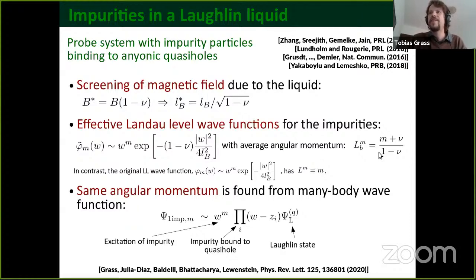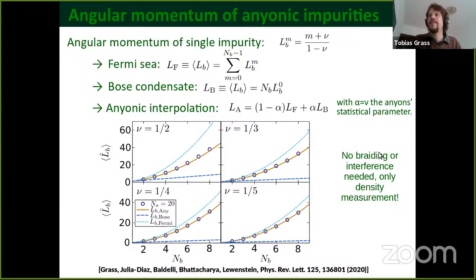So we have these effective single particle levels, but now the interesting thing happens when we have more than one impurity, because then you can have fermionic impurities, which would fill a Fermi sea. So then the total angular momentum should be the sum over different levels, where NB is the number of impurities. Or we could have bosonic impurities, so then they would Bose condense in the lowest level, so we would have that value. Or we could have anionic impurities, and indeed, since the impurities bind to the quasi holes, we expect them to be anionic, and then we should have something in between the Fermi and the Bose value.